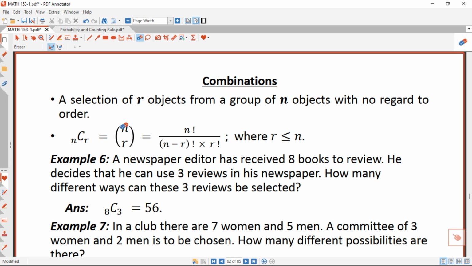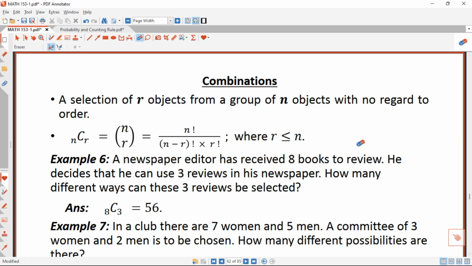Once it is written in this form, we can also read it as N combination R, which can be given as N factorial divided by N minus R factorial times R factorial, where our R is always going to be less than or equal to N.